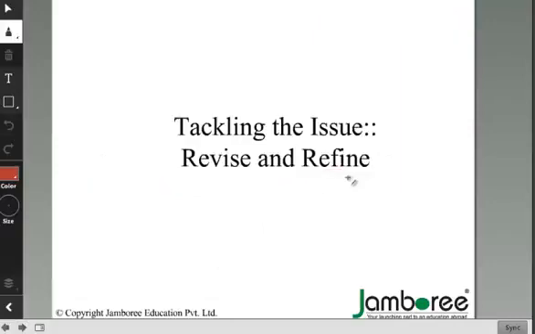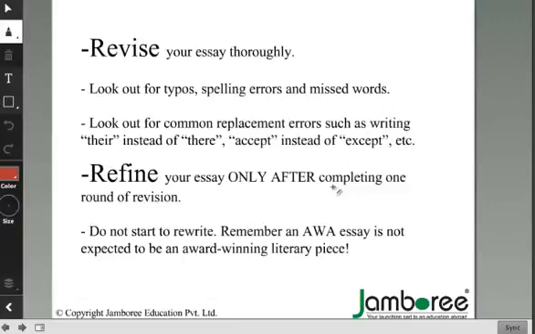The last stage of your AWA issue essay writing is revise and refine. There's a difference between revision and refining. Remember, at the very outset when I gave you a suggested timeline, we had saved like 5 minutes for revision. So revise your essay thoroughly.